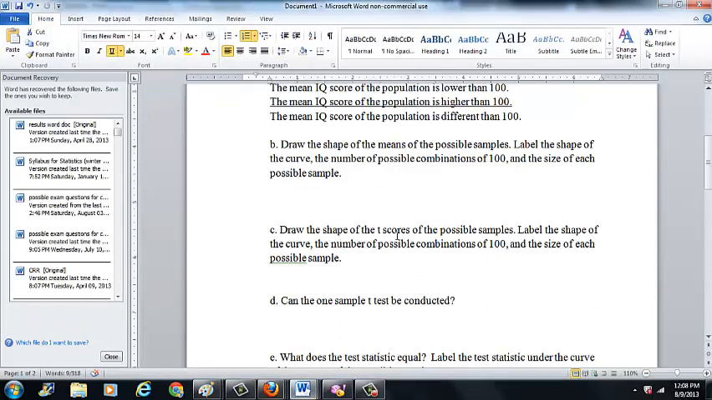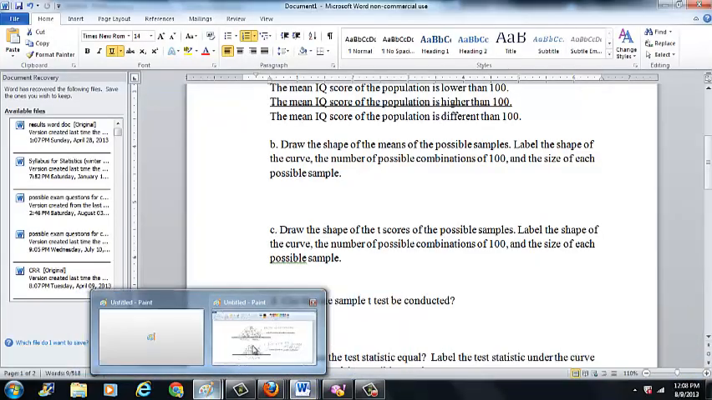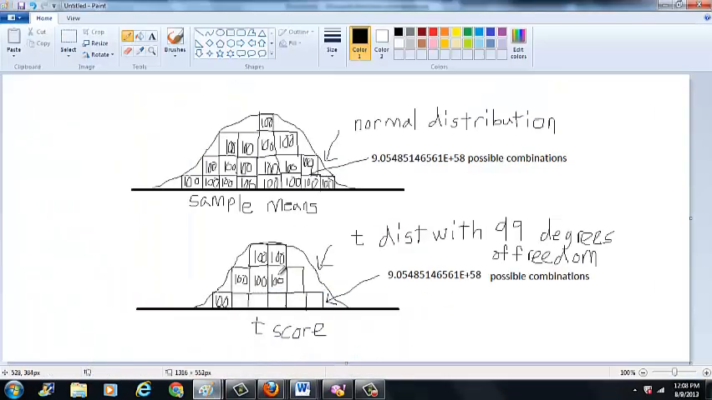So we've already labeled the shape of the curve around the t-scores. We've drawn the curve. We've labeled the shape. We said it's a t-distribution with 99 degrees of freedom. We already wrote out the number of possible combinations. And since we put 100 inside each of the boxes, we labeled the size of each possible sample. So now we're finished with B and C.